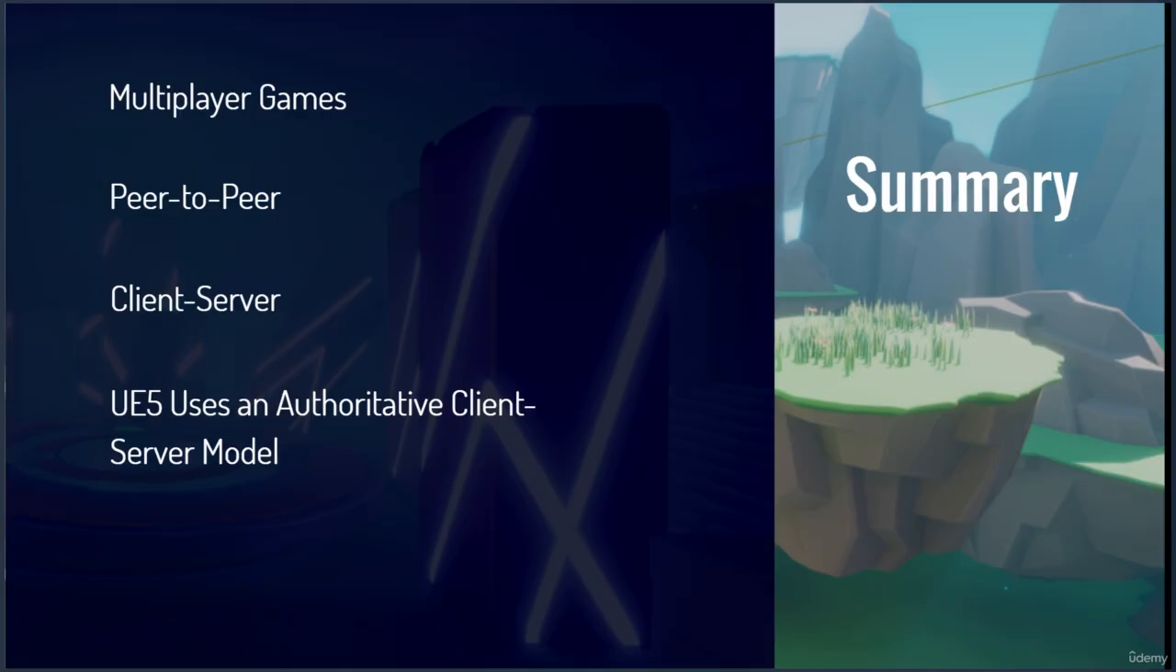So we now understand some basic concepts and we're ready to dive deeper into multiplayer in Unreal Engine.